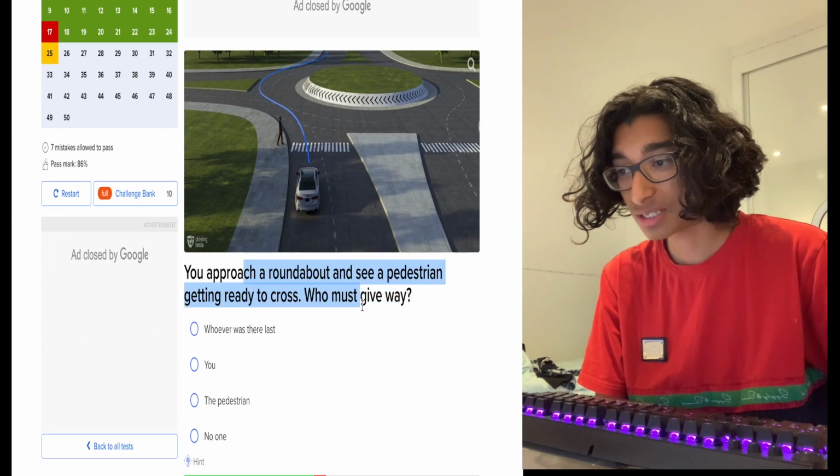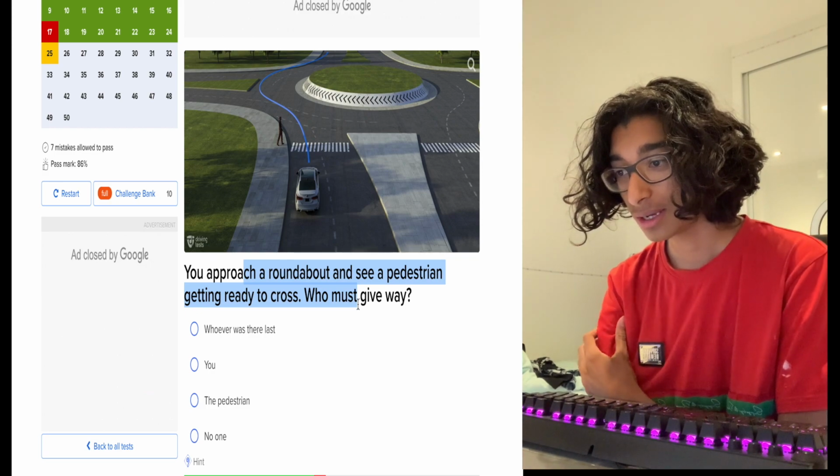You approach a roundabout and see a pedestrian getting ready to cross. Who must give way?